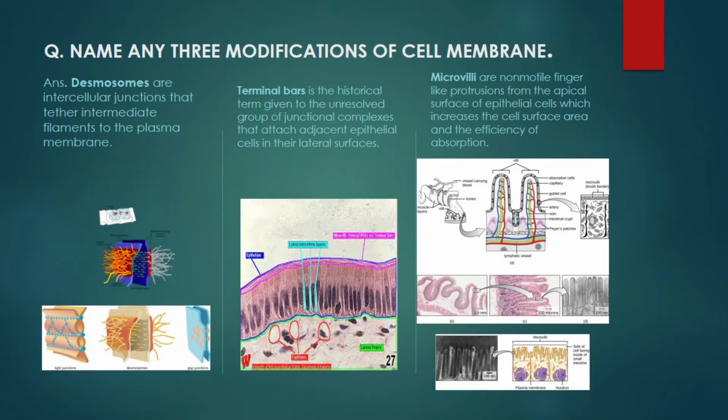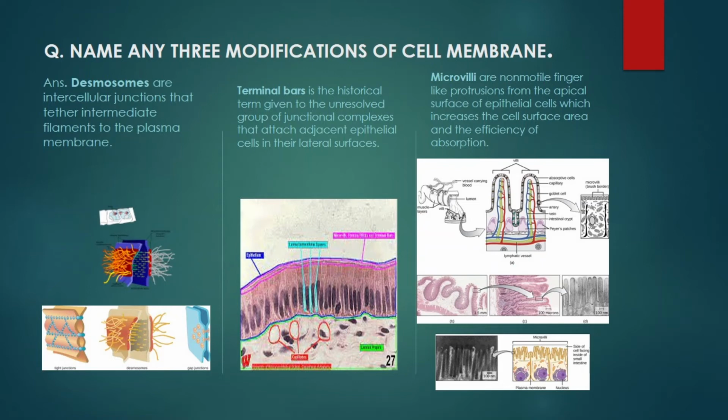Okay, coming to the next one, that is terminal bars. Terminal bars is a historical term which was given to the unresolved groups of junctional complexes that attach the adjacent epithelial cells. Epithelial tissues are the tissues present on the outer layers. So these are the junctional complexes seen in adjacent epithelial cells on their lateral surface. Lateral means side surface. You can see it in the figure clearly.